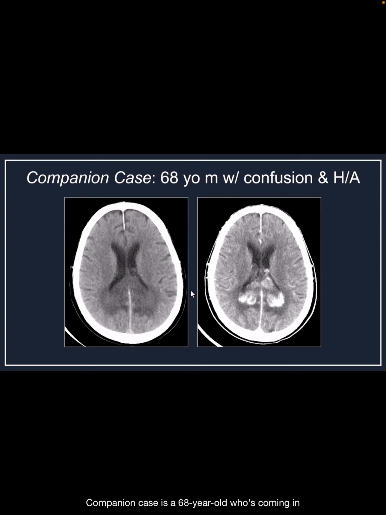Companion case is a 68-year-old who's coming in with confusion and headaches. This patient ended up getting a pre- and post-contrast head CT, and we can see an area of enhancement involving that splenium of the corpus callosum with quite a bit of vasogenic edema adjacent to it. Based on this, we're really going to be thinking about kind of three diagnoses. We're going to be thinking about a GBM, that butterfly glioma that we've just talked about. We're going to be thinking about lymphoma and tumefactive demyelination. So those are kind of the three big things that we want to consider.